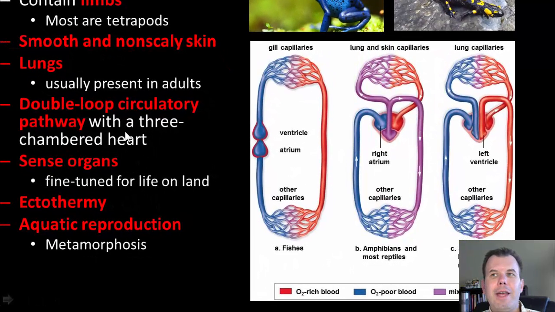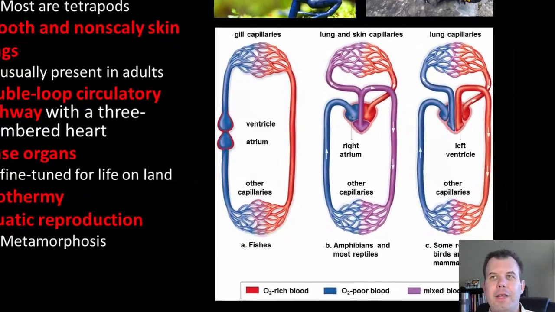In amphibians, they have a 3-chambered heart. And again, we'll talk a little bit more about that in just a minute. They have the sense organs that are fine-tuned to life on land, so they can watch out for predators and also look for prey. They still have ectothermy, which means they're cold-blooded, so they're responsible for either warming themselves up or cooling themselves down by going into the sun or into the shade. And then they have aquatic reproduction. So again, they have to return to the water to lay eggs, and that's important.